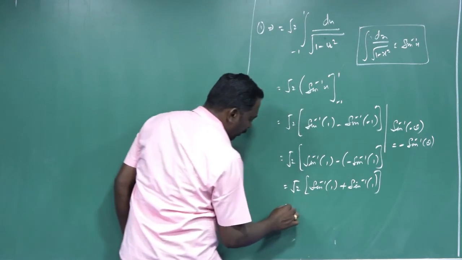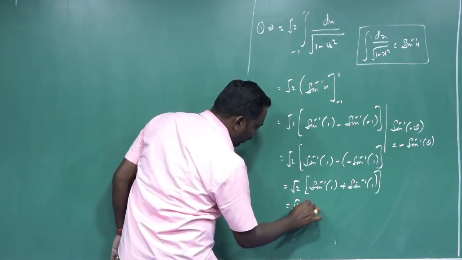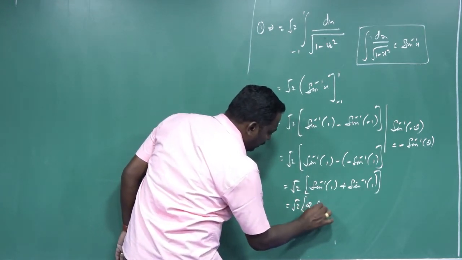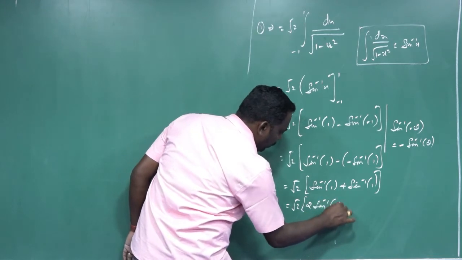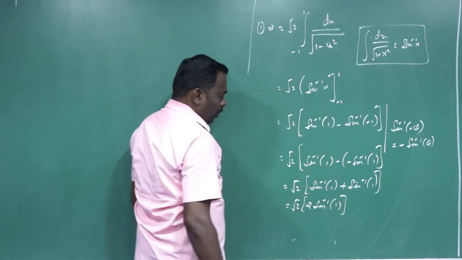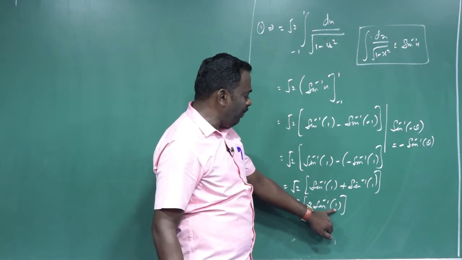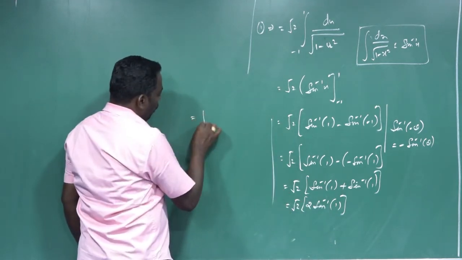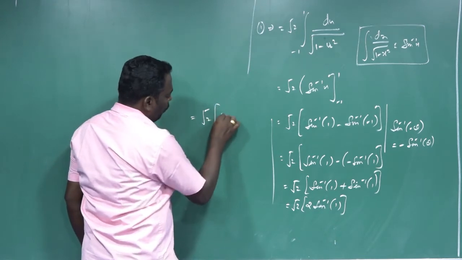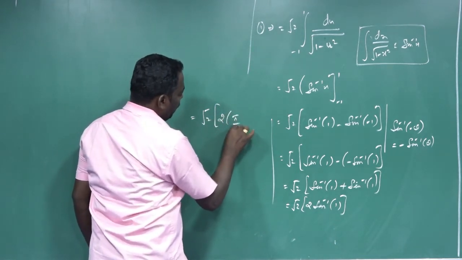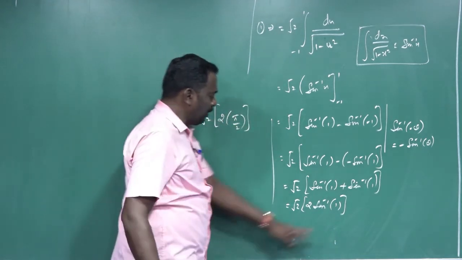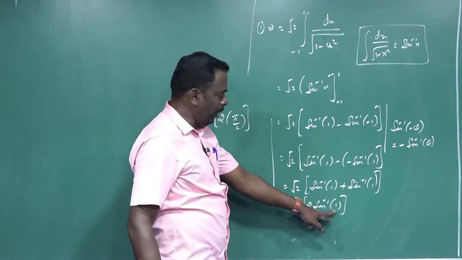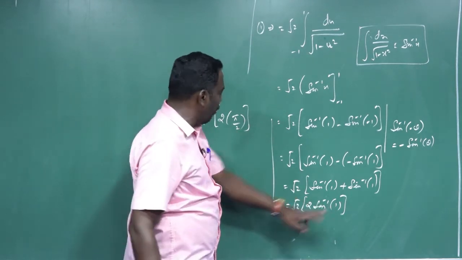So it is the same term two times: root 2 into 2 times sin inverse of 1. Now we know the value of sin inverse of 1 is 90 degrees. Therefore that is equal to root 2 within the bracket of 2 times pi by 2, since sin 90 degrees has the value 1.